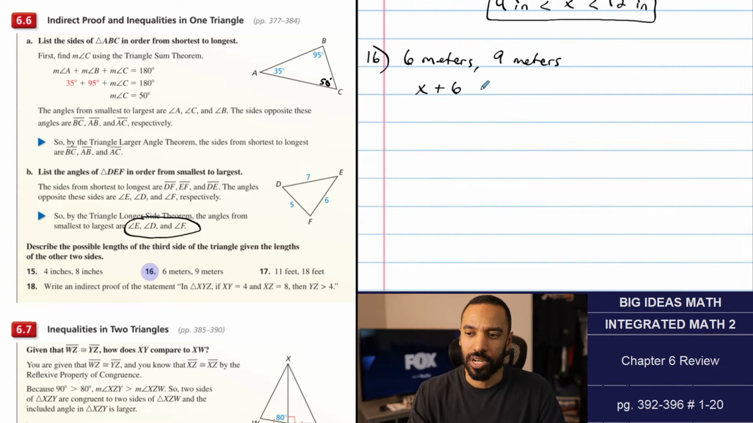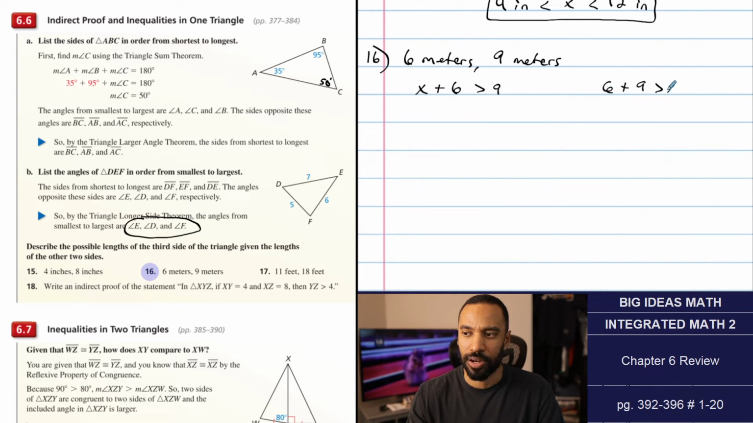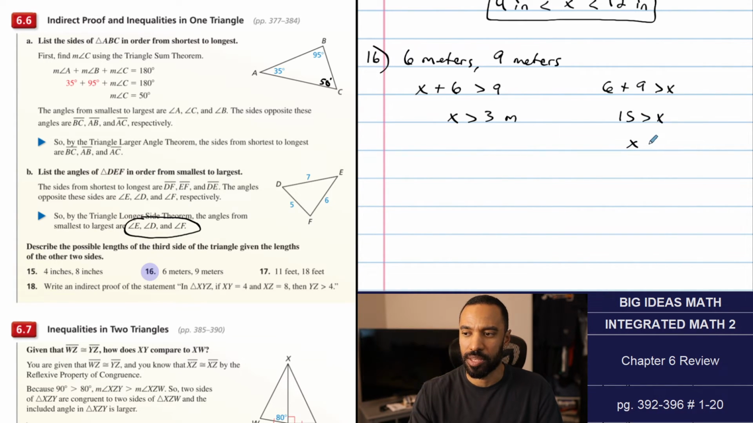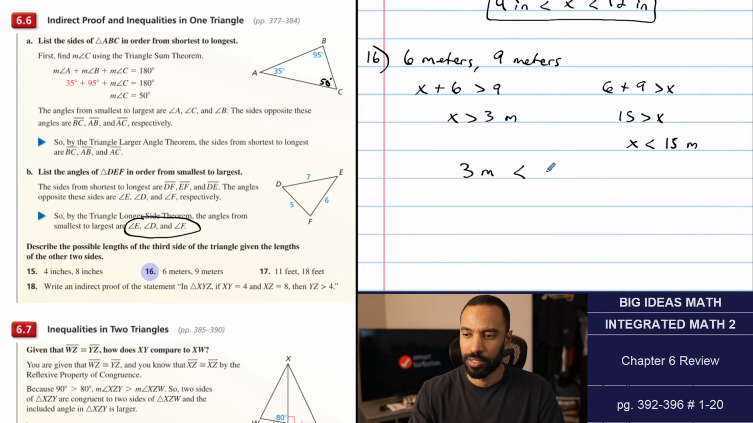Let's consider the first scenario where x plus 6 has to be greater than 9, and the second scenario where 6 plus 9 has to be greater than x. Subtract 6 from both sides, x has to be greater than 3 meters. And combine these, 15 has to be more than x, or x has to be less than 15 meters. So, x has to be somewhere between 3 meters and 15 meters, like so.